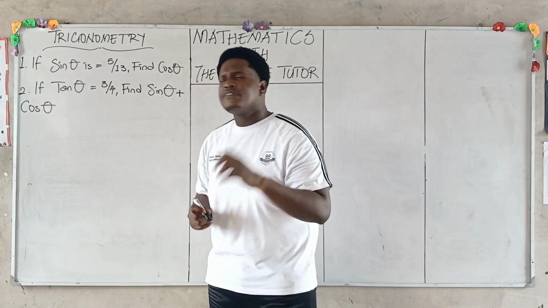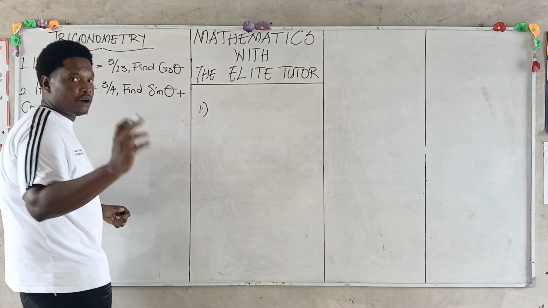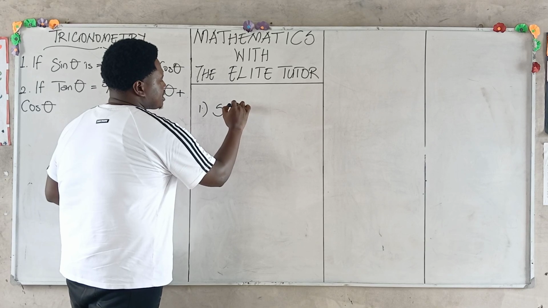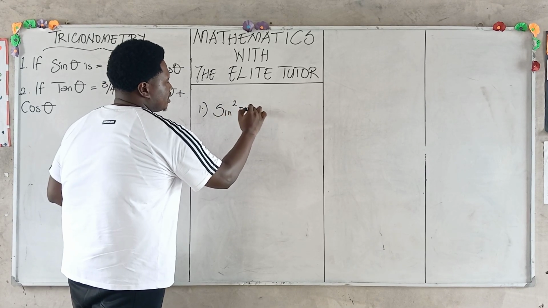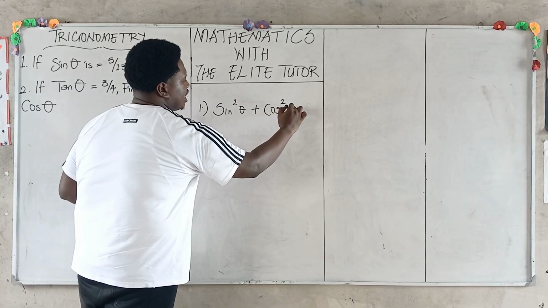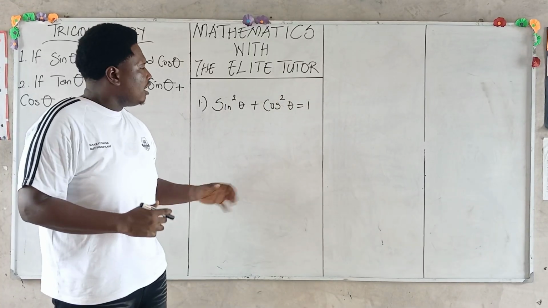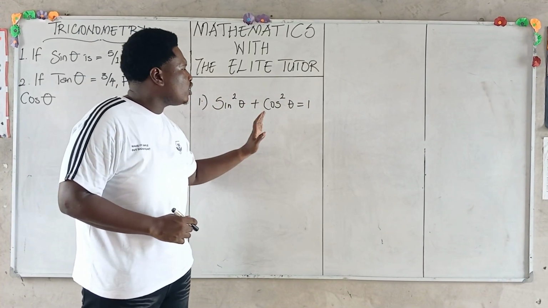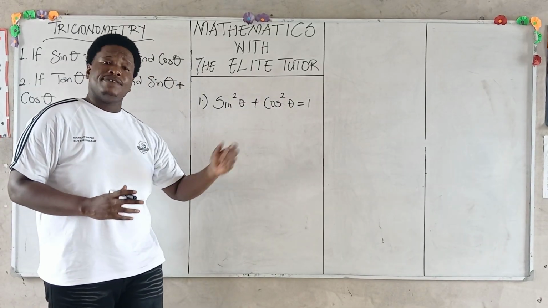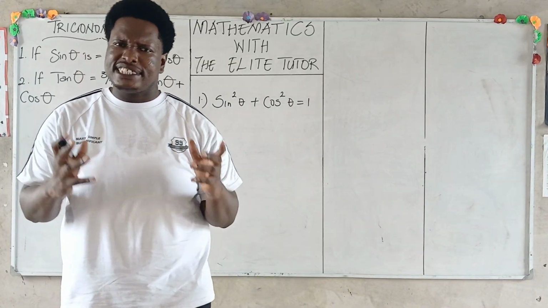Now, the first one we are going to look at, before we start solving the questions, is sine squared theta plus cos squared theta is equal to 1. And why is this very important? This is very important because it helps you ascertain your trig value.